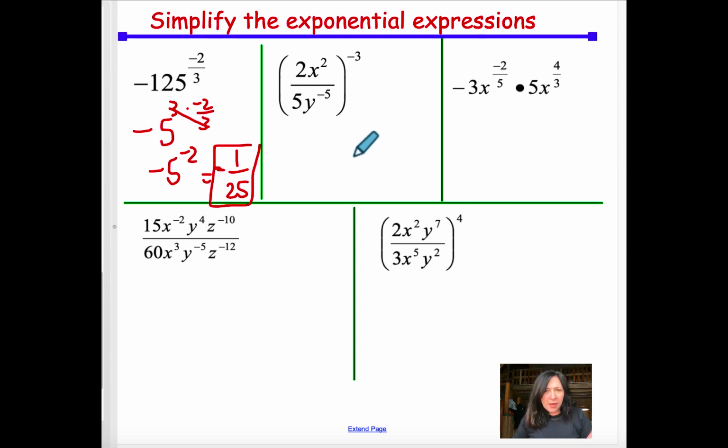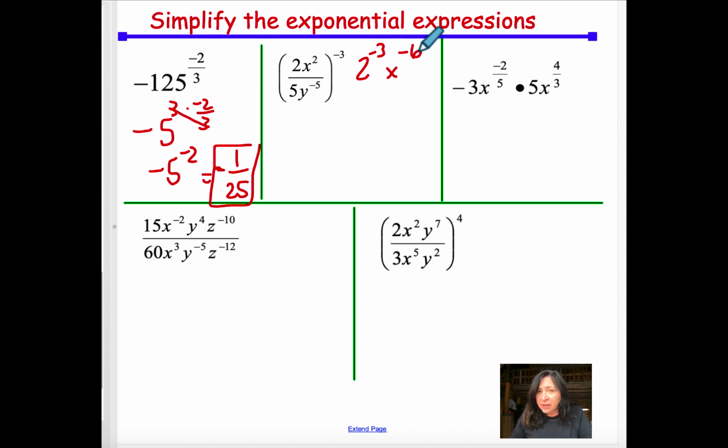Okay, these are expressions. There's no equal sign. There's no x. I'm going to distribute this negative 3 first, unless I can cancel. Always try to cancel if you can. I can't, so we are going to simplify this. I'm going to shrink this up a little bit. Looks like I'm going to have 2 to the negative 3rd, x to the negative 6th, over, and this negative 3, remember, goes to every term inside here, top and bottom. So that'll be 5 to the negative 3rd, y to the positive 15.